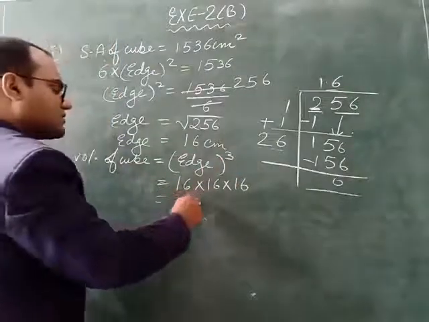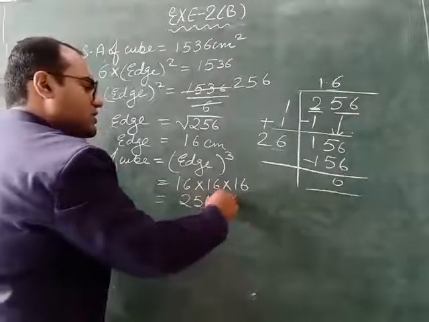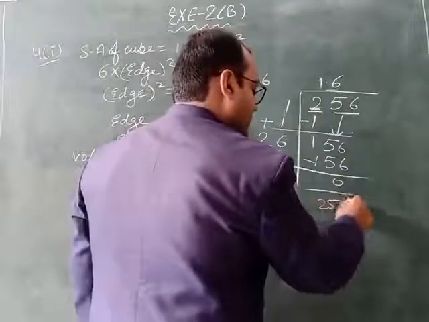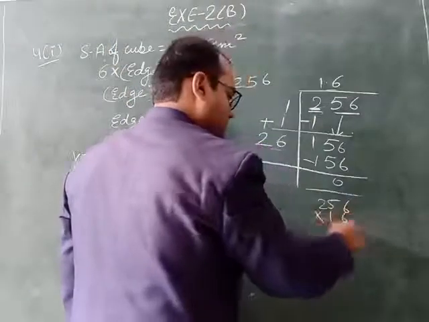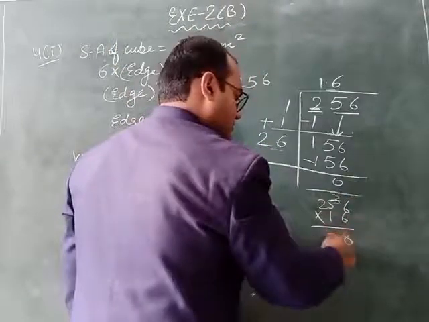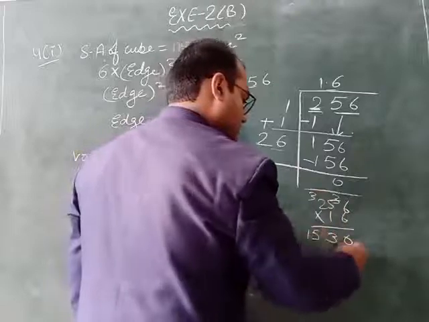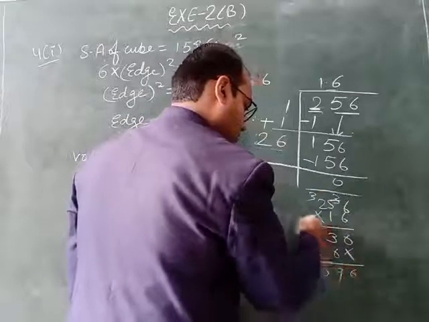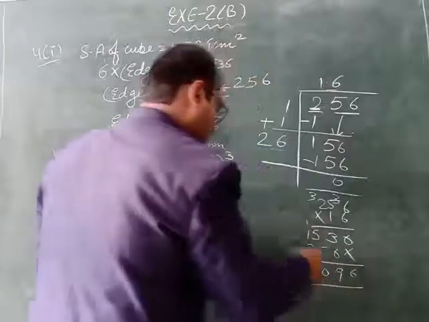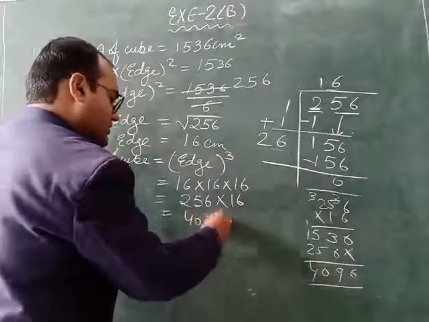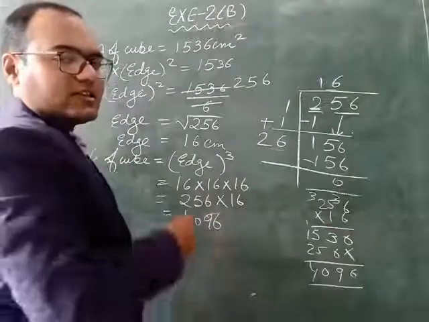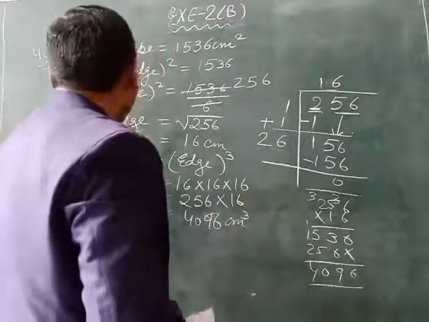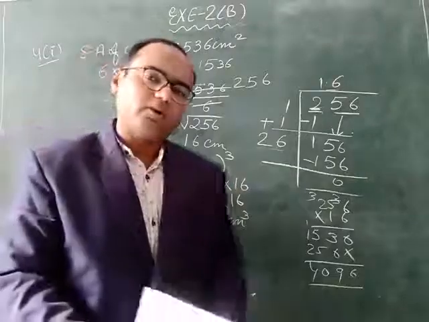16 multiply 16 will be 256. 256 multiply 16 again we will do. Then we will get 4096 as the answer of volume. Since it is the volume, here we have to put the unit centimeter power 3. So like this you have to do question number 4th.